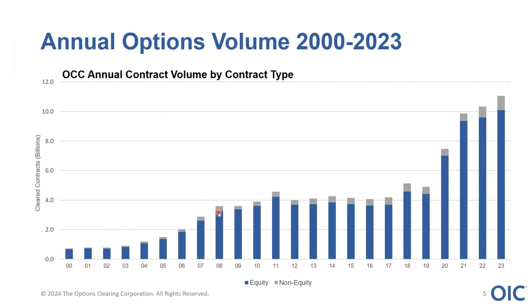If you take that and contextualize it within the context of all of these years, you can see that last year we did about 11.3 billion contracts. And if you look at the data from OCC that's projecting out this year's totals, it looks like this year is going to be north of 12 billion contracts.